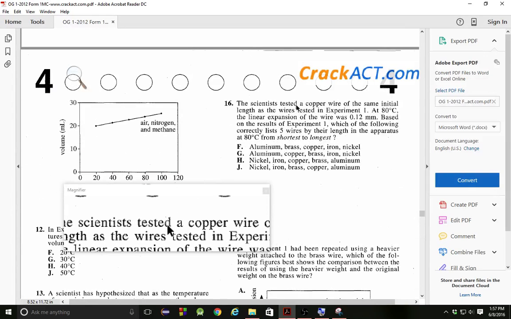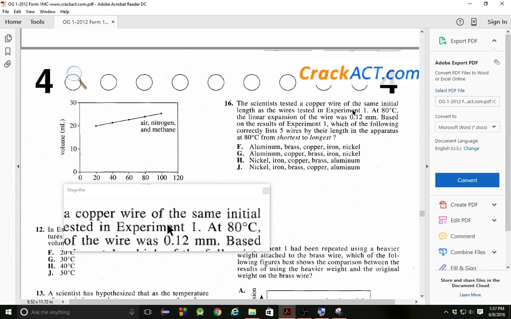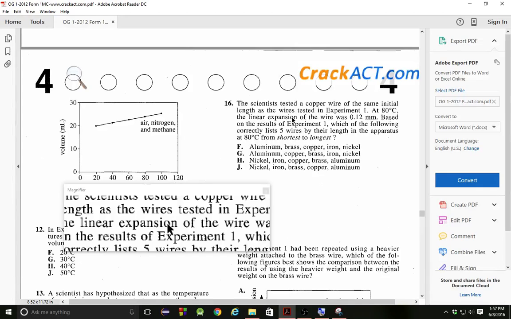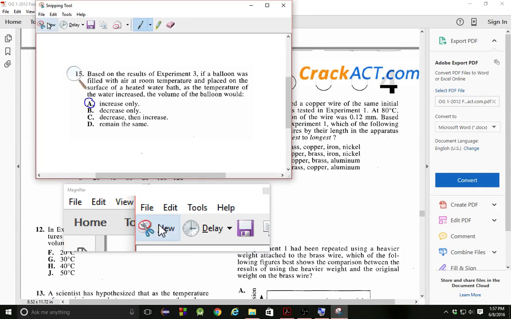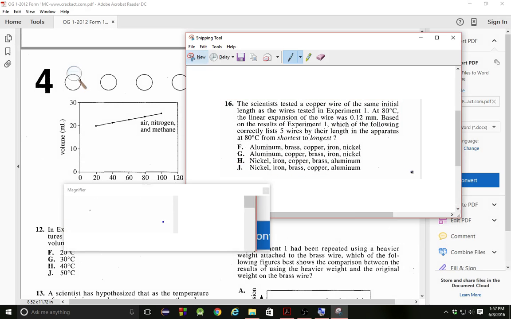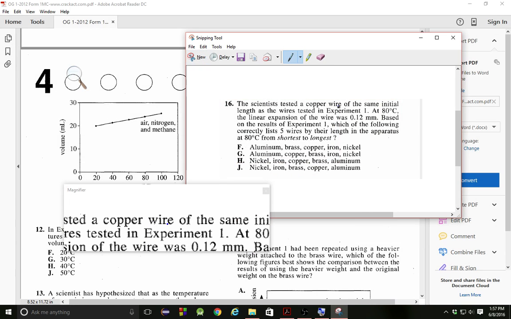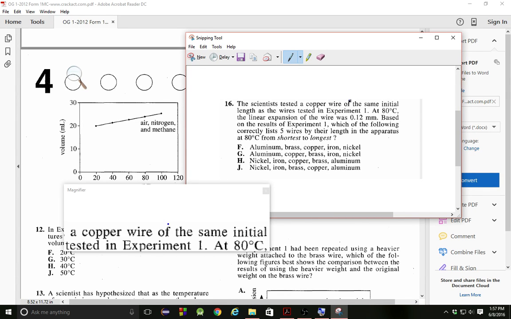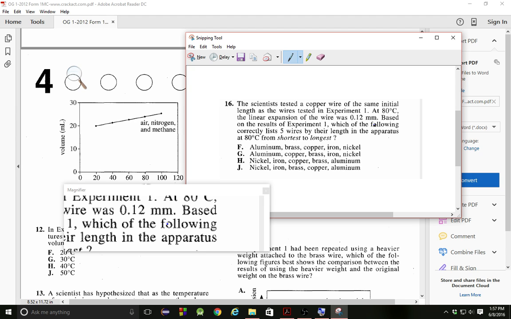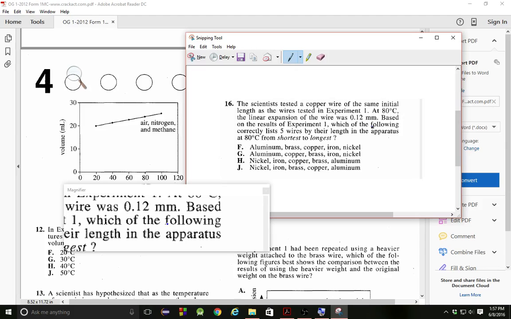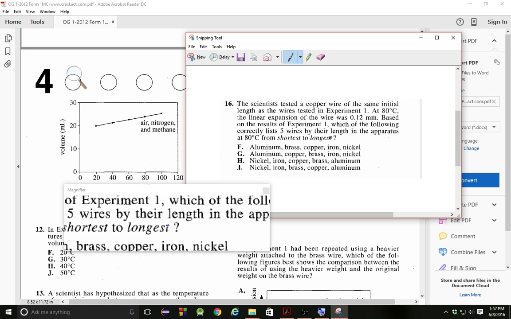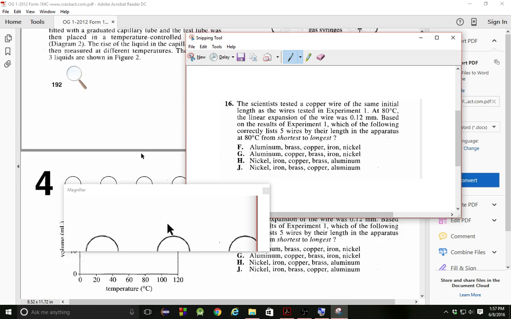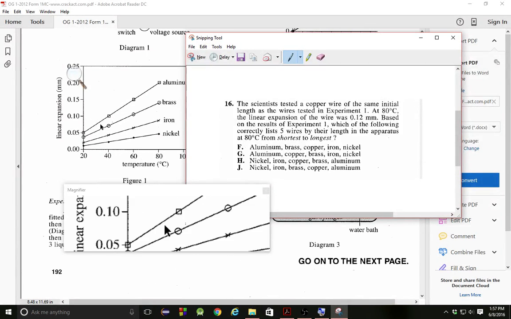The scientists tested a copper wire of the same initial length as the wires tested in experiment 1. Let's copy this. The scientists tested a copper wire of the same initial length as the wires tested in experiment 1. At 80 degrees Celsius, the linear expansion of the wire was 0.12 millimeters. Based on the results of experiment 1, which of the following correctly lists the 5 wires by their length in apparatus at the 80 degrees Celsius from shortest to longest? So let's look at the results of experiment 1.